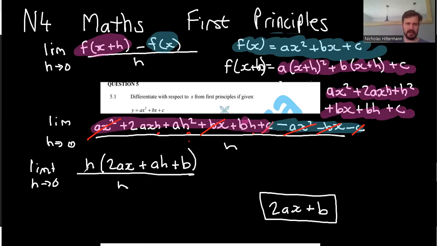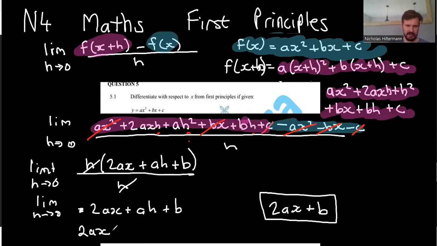Now I can cancel my h's. And so I end up with the limit as h tends to 0 of 2ax plus ah plus b. Now the last step is to replace my h with a 0. So that goes away, and I'm left with 2ax plus b. And you see, that's definitely right. I know I've got the 5 marks.